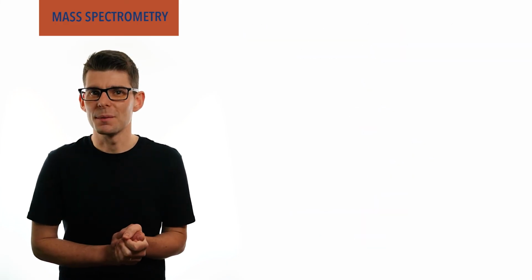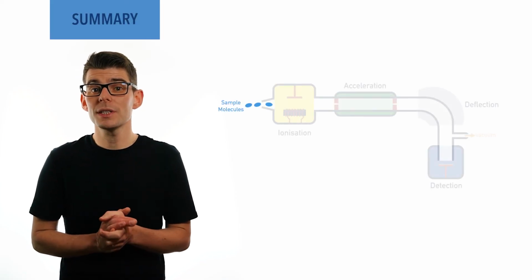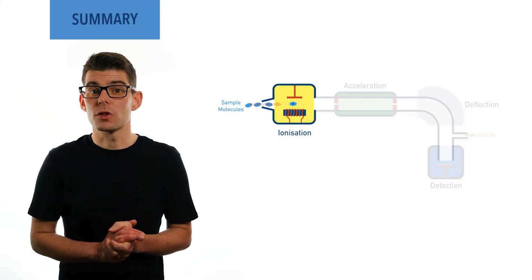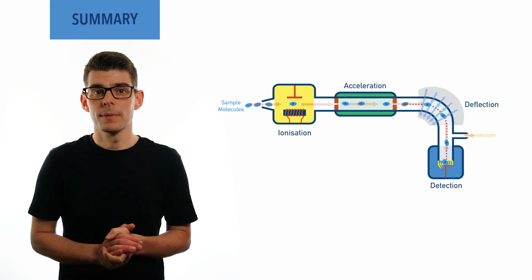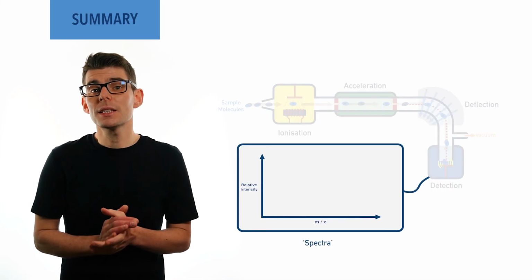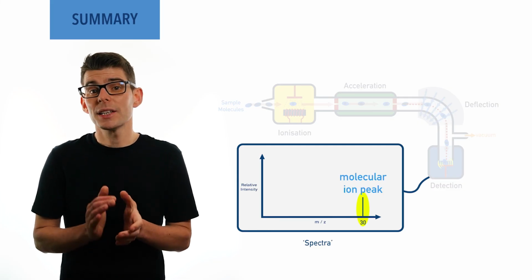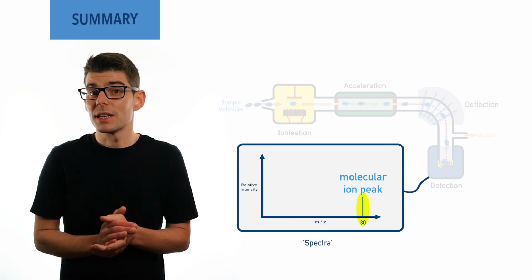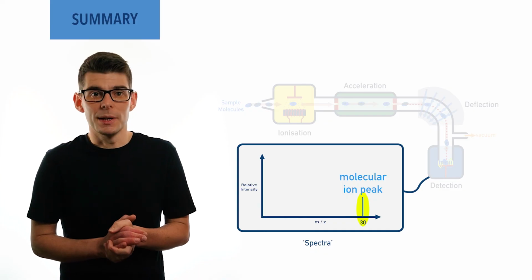So, to summarize, mass spectrometry is a technique in which molecules and atoms in a sample are ionized, and then the mass-to-charge (m/z) ratio of these ions are analyzed. The results are put onto a graph called a spectra. The peak to the far right on the spectra is called the molecular ion peak and corresponds to an ion of the whole molecule. The m/z value of this peak is the same as the Mr, or relative molecular mass, of the compound.